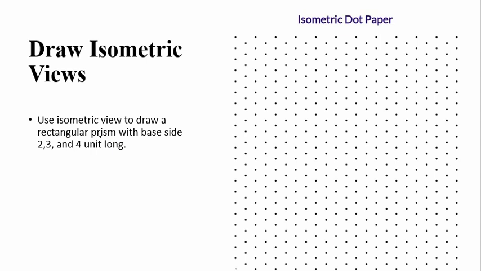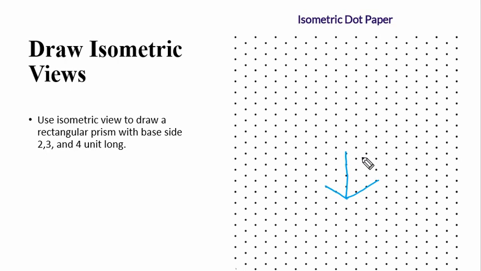Now, isometric view for a rectangular prism with base sides 2, 3 and 4 units long. So for a rectangle, you know that there are three sides, right? Length, width and height. Let's take the width as 1, 2, and 3 units long, and 4 units high. Let's take 1, 2, 3, 4.